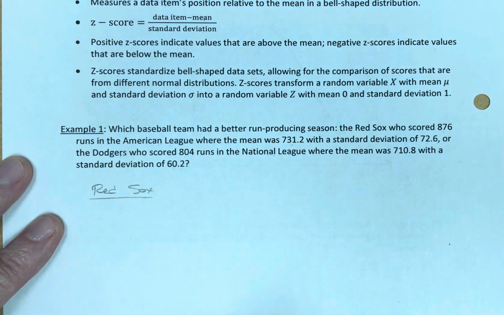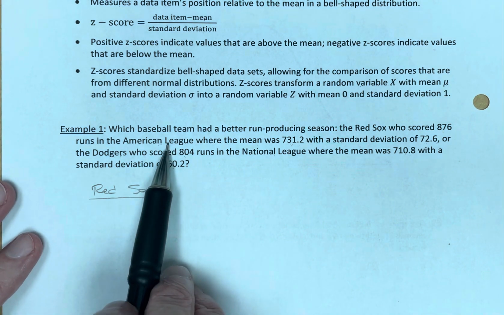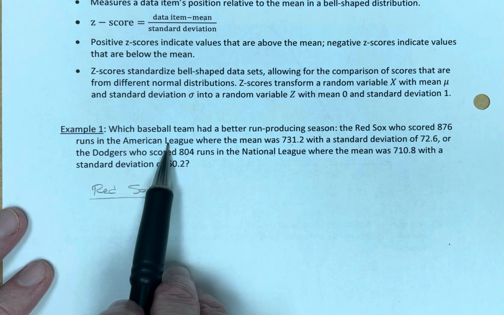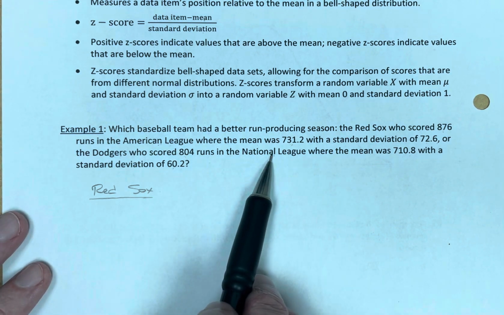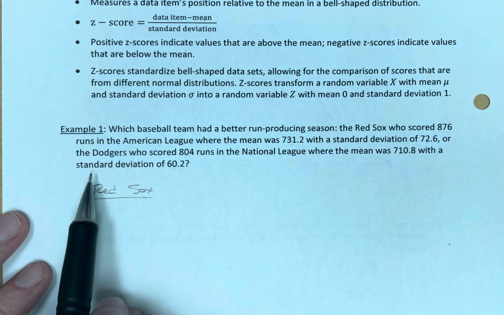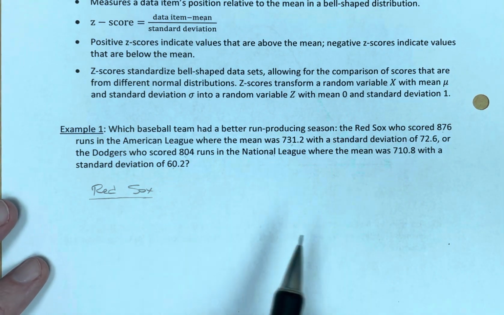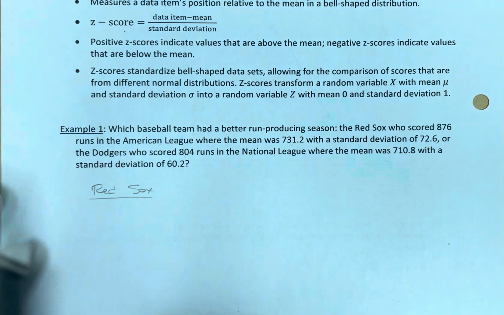Okay, so we can't compare them data to data because in the American League, the pitcher does not hit, and that results in more runs for American League teams. In the National League, the pitcher does hit, and that results in fewer runs for the National League teams. So we can't just compare them because they're different situations. But if we standardize the data using z-scores, we can compare them.